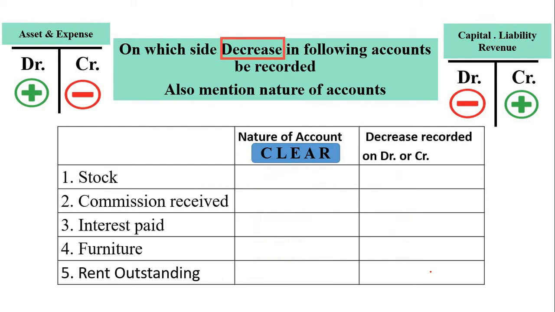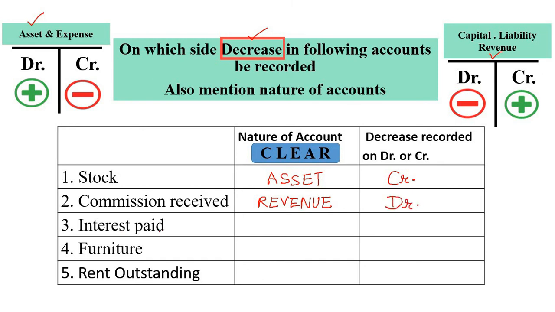Let us practice one more question. There is a slight change now. Instead of increase, now you have to write where the decrease in the following accounts will be recorded. First is stock. You know that stock is an asset, and now we don't have to see the rule for increase, we have to see decrease. So decrease is credited. Then commission received is a revenue, and you can see if the revenue decreases, it is debited.